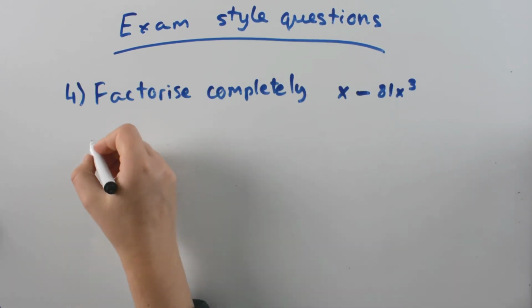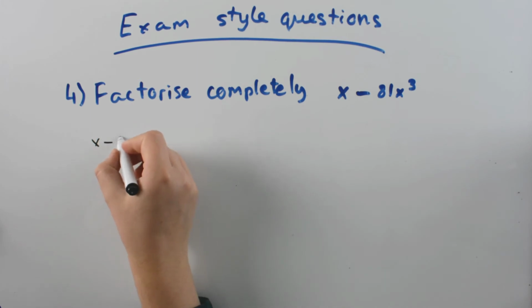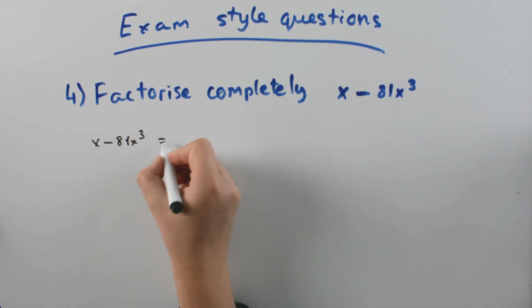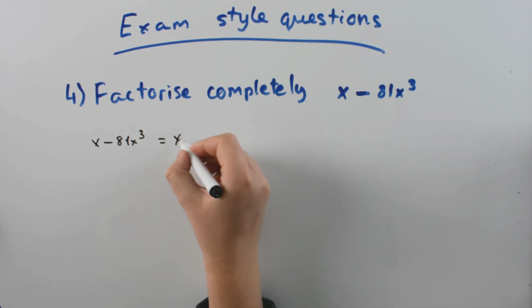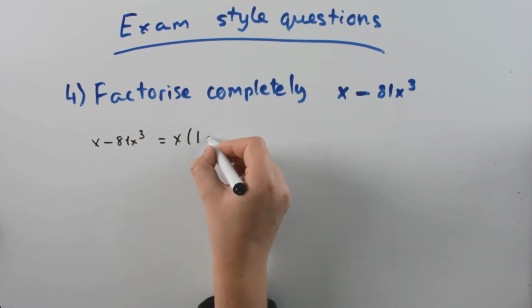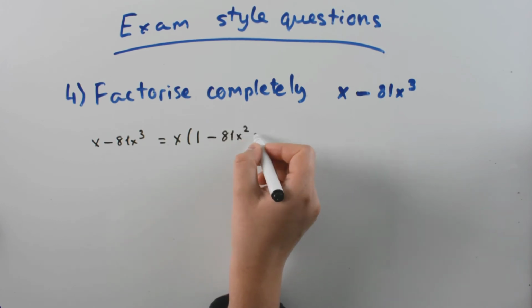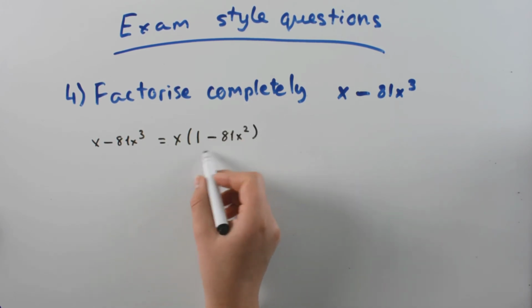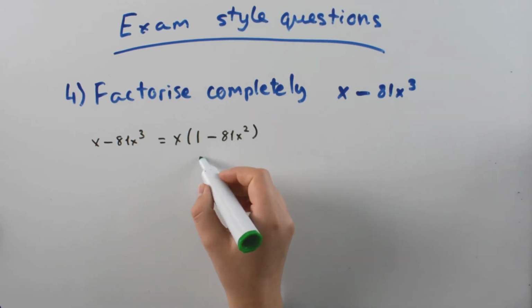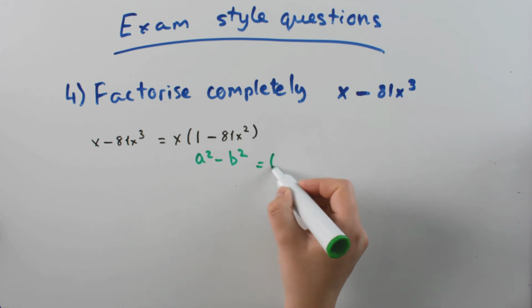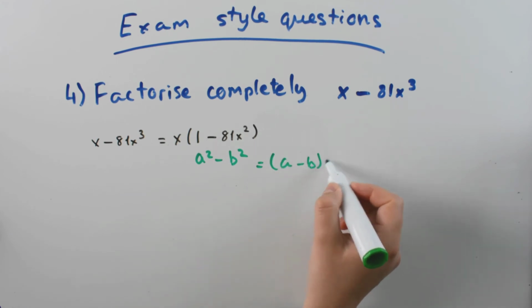Our next question, question 4. Okay, so you will be factorizing the expression. The first step you need to do is see if there is anything in common that you can factorize. Luckily for us, this expression has x in common, so it simplifies as x and then brackets 1 minus 81x squared, and then inside the bracket is where, as you can see, it is actually a difference of 2 squares.